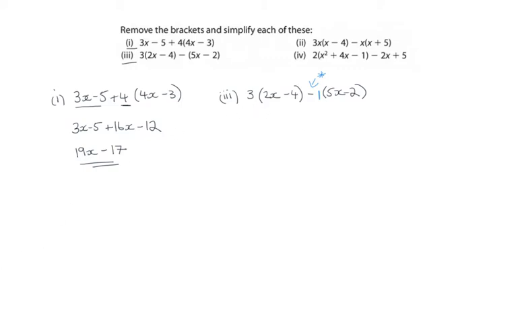Now let's do this sum. So 3 multiplied by 2x is 6x. 3 multiplied by minus 4 is minus 12. Now, minus 1 multiplied by 5x is minus 5x. Minus 1 multiplied by minus 2, minus by a minus is a plus, so that would be plus 2. So it would be 6x minus 5x, which is 1x, or just x, and minus 12 plus 2, which would be minus 10.